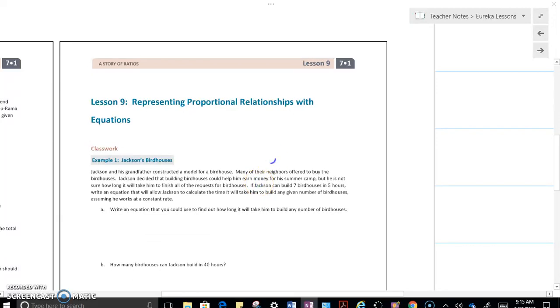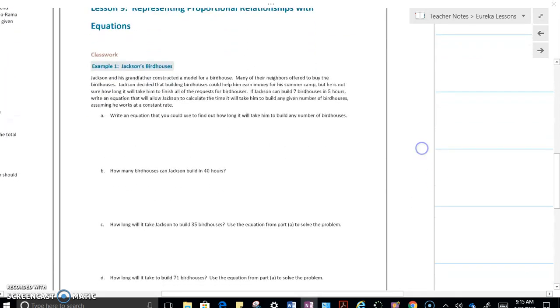To lesson 9, representing proportional relationships with equations. Let's go ahead and start classwork example 1.